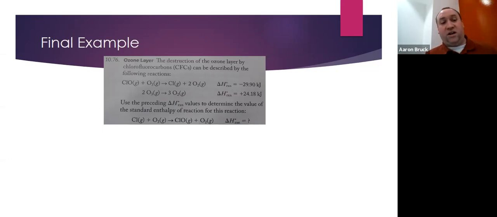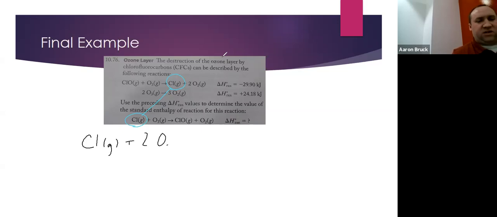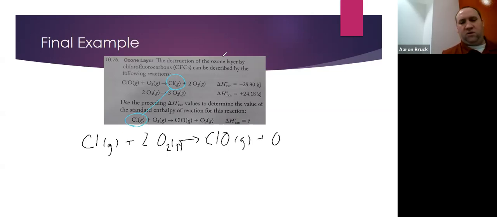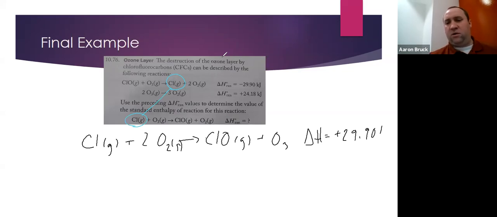Now, there's a lot of complication here because we can see both equations contain ozone, both equations contain oxygen. So what we want to use as our guide are the things that are not in multiple places if we can. And to that end, we can see that chlorine is only present here as a product, but we need it as a reactant. So we're going to take that first equation and flip it around so that it does what we're supposed to. So I'm going to have chlorine gas reacting with 2 oxygens to make chlorine monoxide and ozone. The delta H for this reaction, we flipped it around. It's going to be positive now, 29.90 kilojoules.